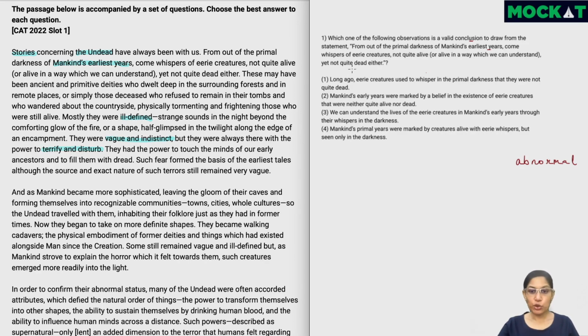Now the good thing is if you don't know the meaning of the word eerie, it doesn't matter because most of these options are using the same word. We can also infer that eerie probably means something ghostly, something scary from the rest of the paragraph. So let's look at the options now.